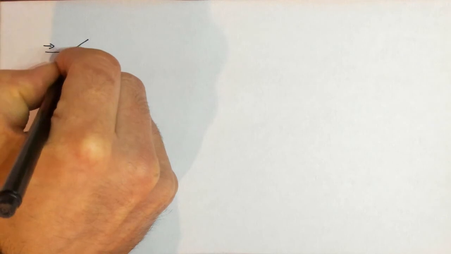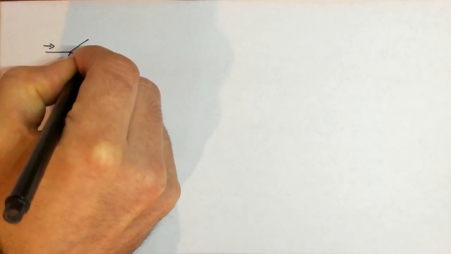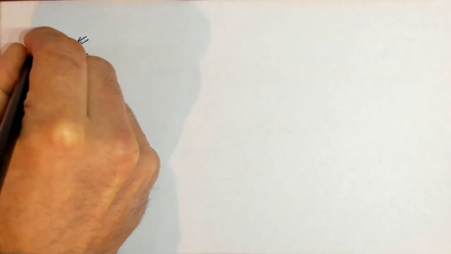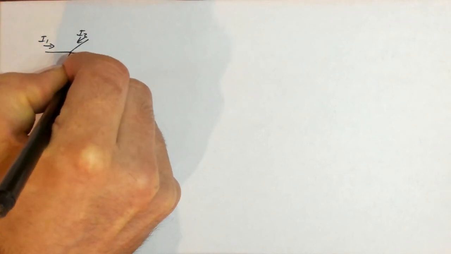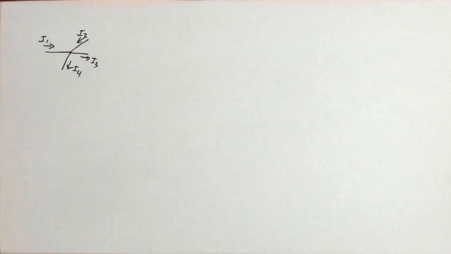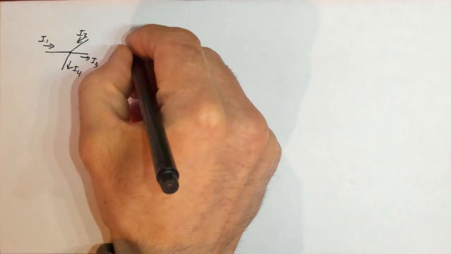If you have a junction, these are all wires, and this is some junction where they're all soldered together, and I have some current flowing in, some current flowing out, some current flowing out, some current flowing in. Call this I1, I2, I3, I4. So I have all of those currents flowing in and out of this junction. What the junction rule says is that what goes in must come out.